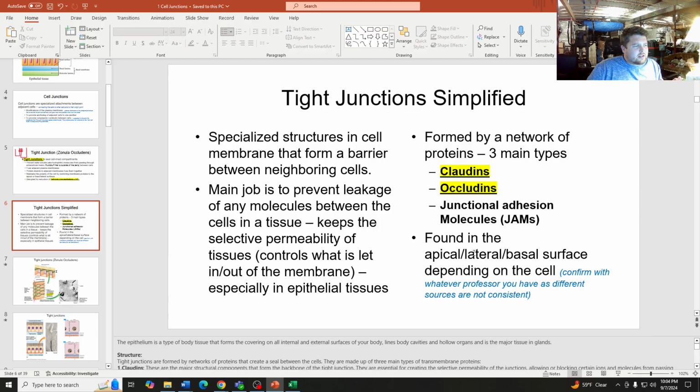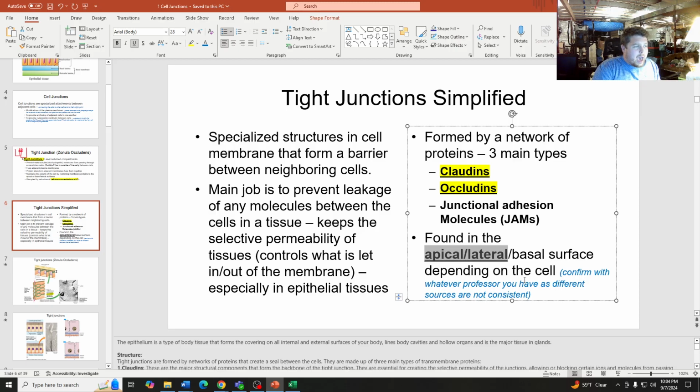This is a little bit confusing. Confirm with the professor, whatever professor you have, how they want to go about this. Most commonly, they say that it is the apical lateral surface, but technically there are tight junctions on all different surfaces of the cells. So check with your professor specifically.